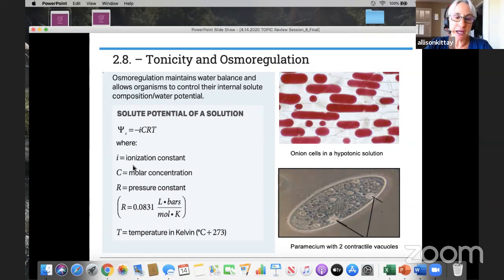R, you may recall from chemistry days, it is the pressure constant, and you may know it from the ideal gas law, PV equals nRT. It's the same R, and it doesn't change, and it's listed there. You would never have to remember this, but it's 0.0831. It has weird units, liter bars per mole Kelvin, and the T is for temperature, and the temperature is in degrees Kelvin. When we do these activities or experiments in our lab, the thermometer that we use will measure in degrees Celsius. So you always have to remember when you're using this formula to convert the degrees Celsius to Kelvin by adding 273.